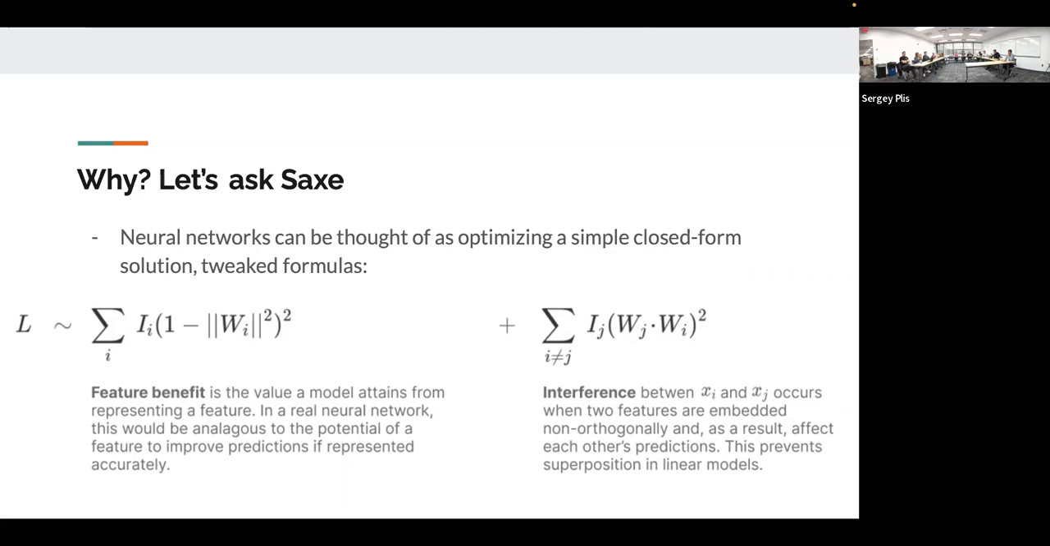It's because two features are both active, and if they're both in superposition, they're going to interfere with each other, right? The value of your feature in the lower dimensional space is going to be part of feature 1 and part of feature 2 instead of just feature 1 or feature 2. Okay.